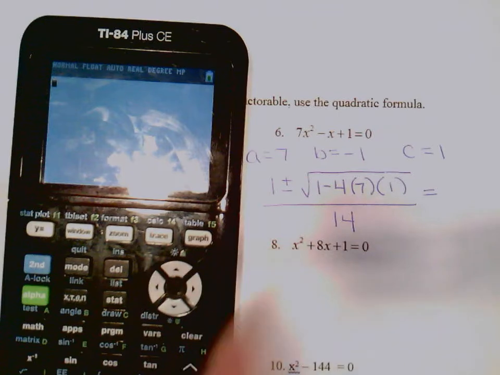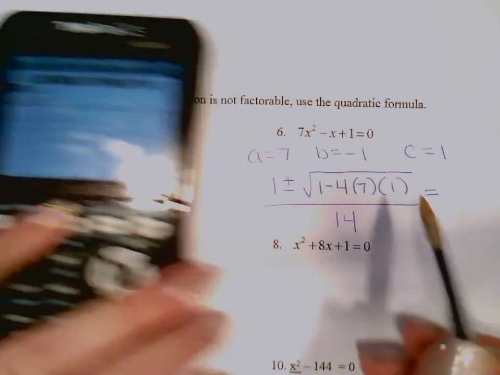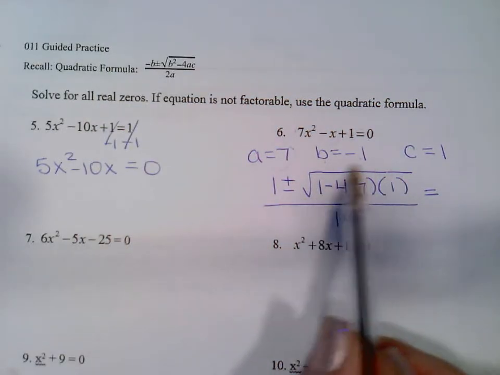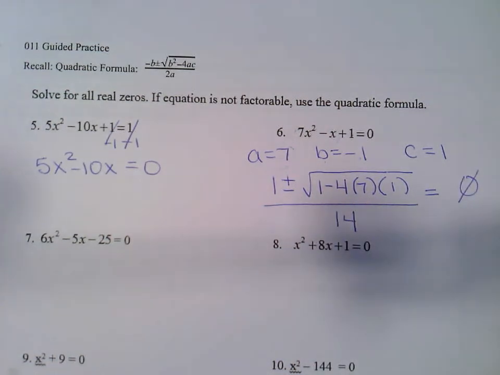So I'm going to do 1 plus the square root of 1 minus 4 times 7. And it tells me there's no real answer because I just got -27 under here. 1 minus 28 is -27. So even though I did the quadratic formula, there's still no solution.